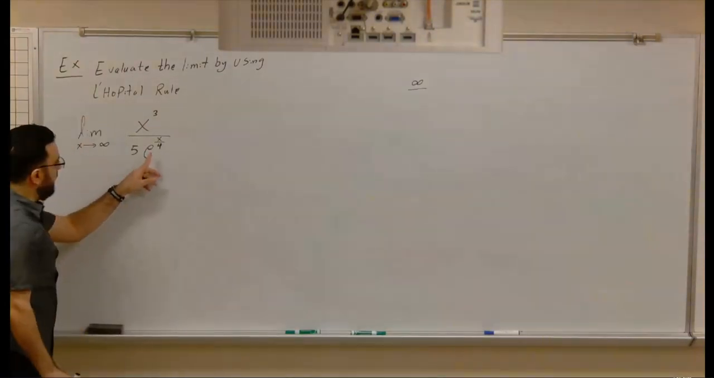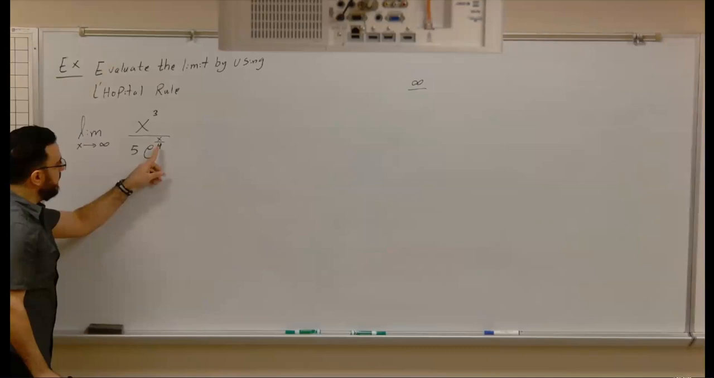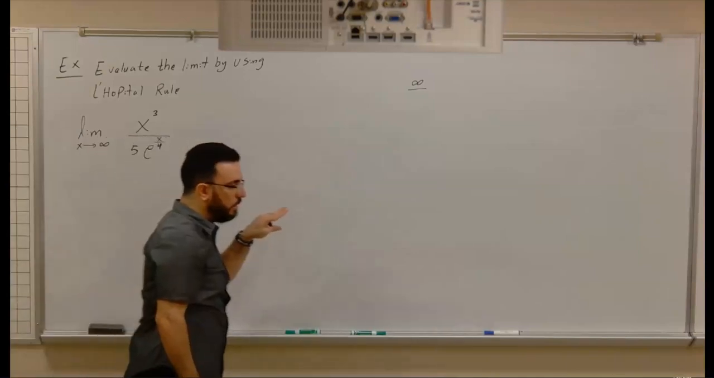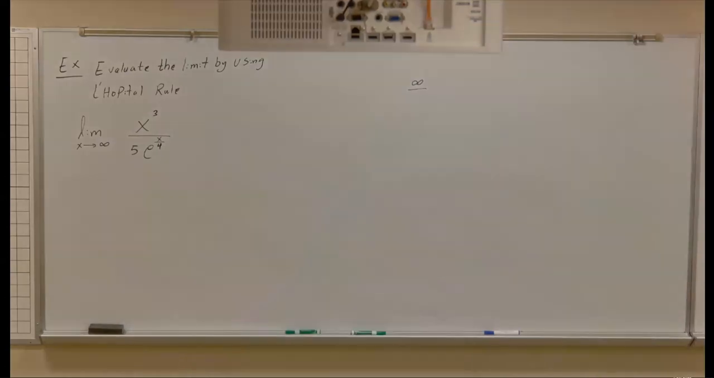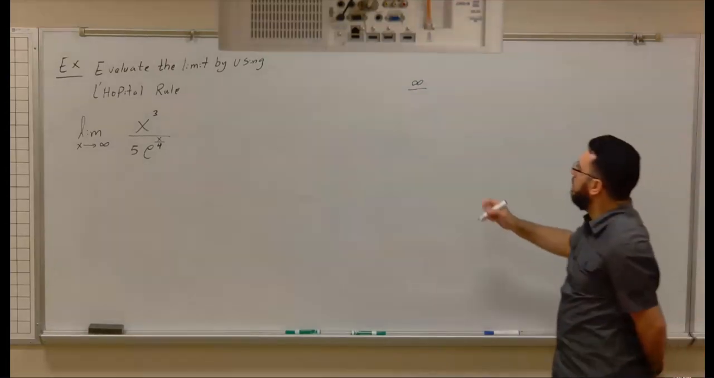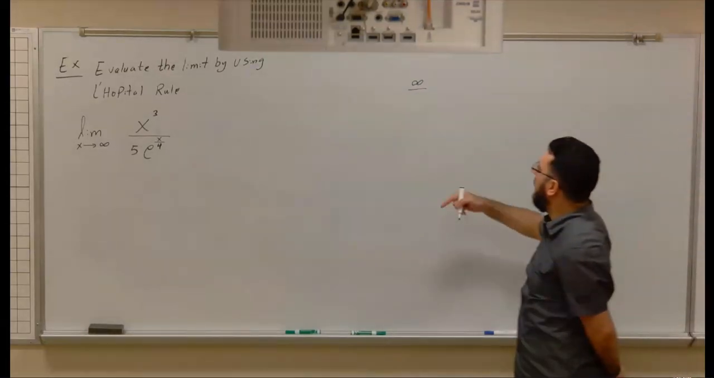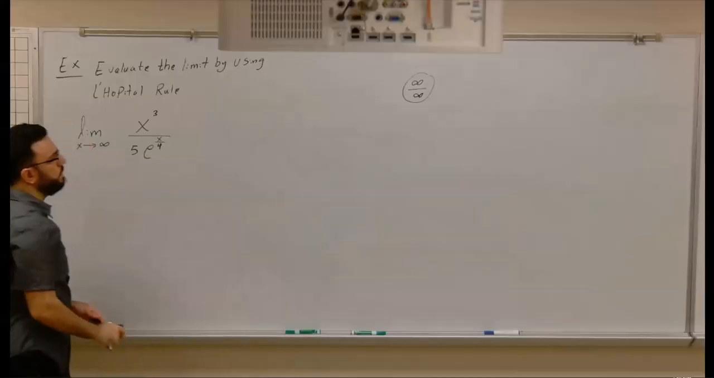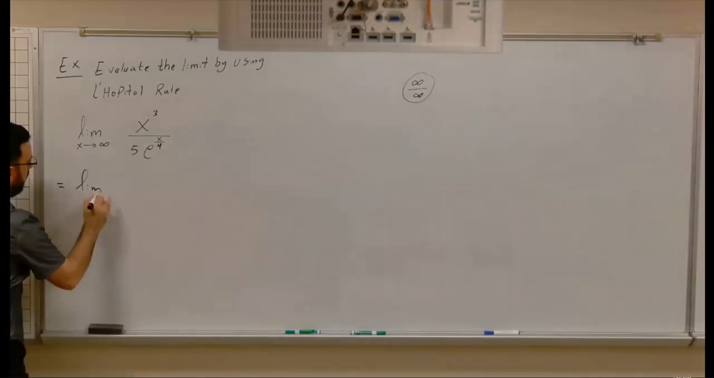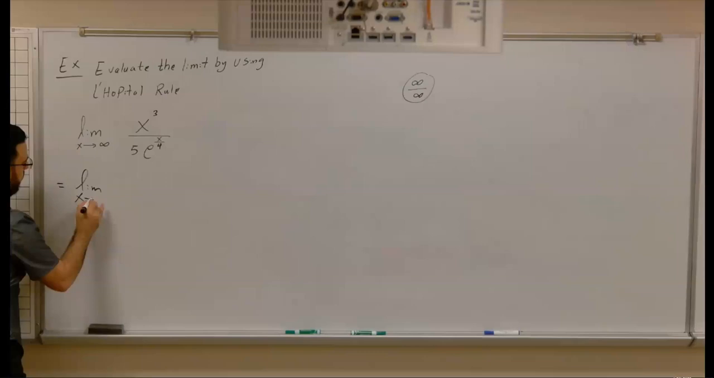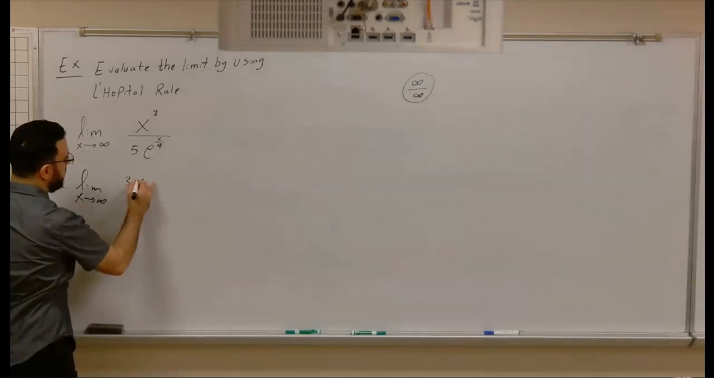If I plug in infinity here, the exponential function, e to the x over 4, is still infinity. That means 5 times infinity is going to be infinity. This is an indeterminate form, so I can use L'Hopital's rule. That means it's going to be the limit when x approaches infinity. I'm going to take the derivative here, which is 3x squared.